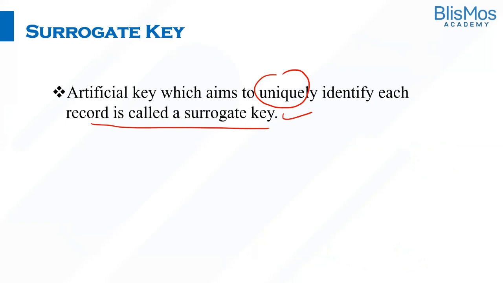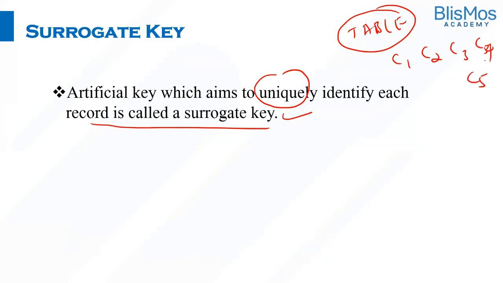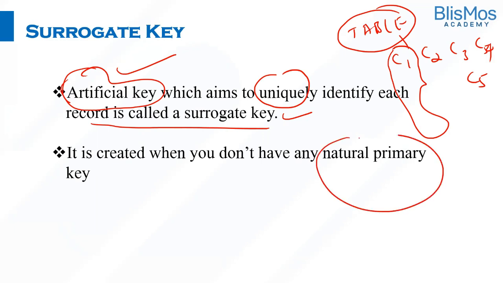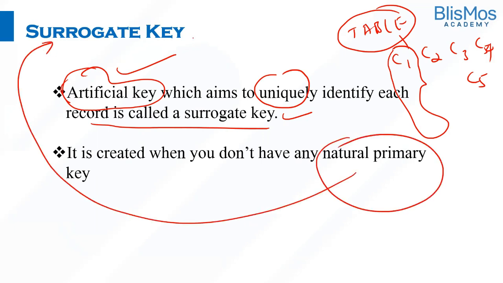What do you mean by artificial here? Let us say you have a table. There are already columns, column 1, column 2, column 3, column 4, which are naturally part of this particular table. So if you identify one of these columns and make that a primary key or a key which can identify the rows uniquely, then it becomes a natural key. Natural key becoming either primary key or unique key. But when you don't have any of the columns which can identify the records uniquely, that is when we need to have an artificial key which can identify each record uniquely. So whenever we don't have the natural primary key, that is when we take help of surrogate key.